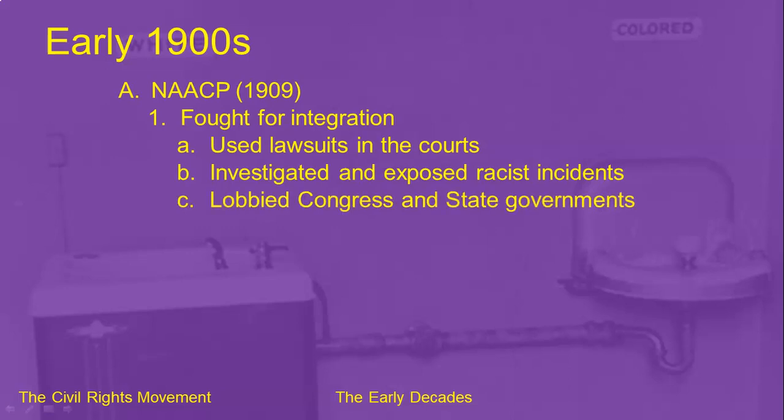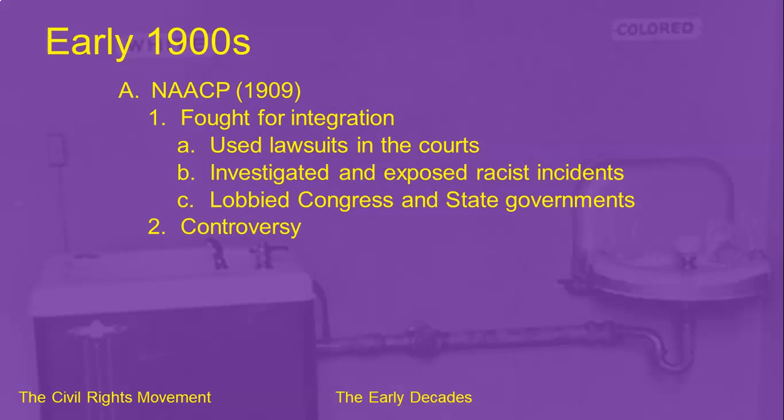In addition, the NAACP would also lobby. They would be involved in lobbying, and that's where you go and try to convince lawmakers to vote a certain way. And so they tried to get Congress to pass anti-discrimination laws and anti-lynching laws, and they worked on state governments as well.